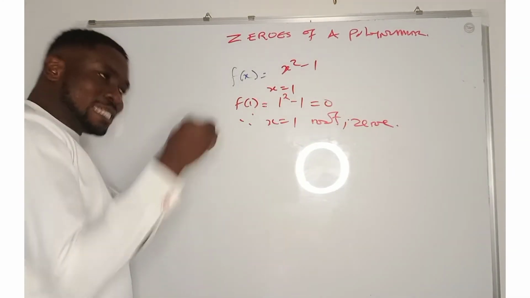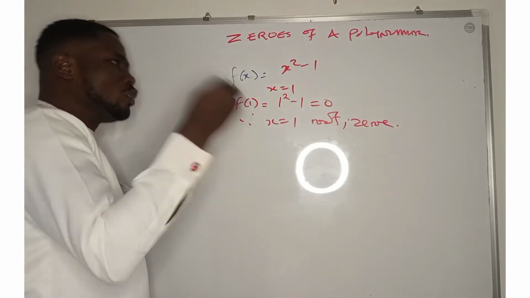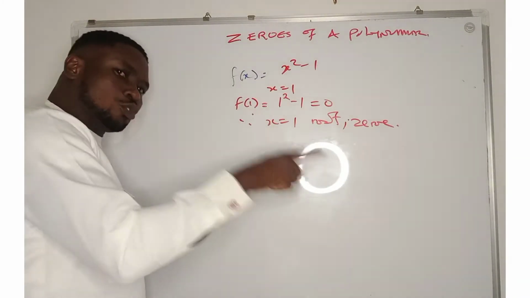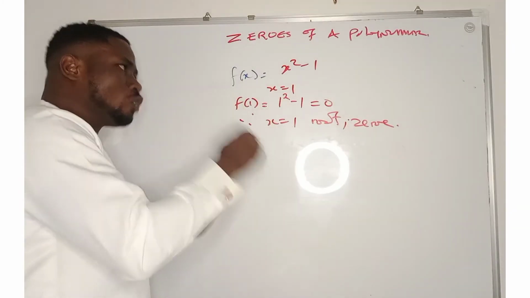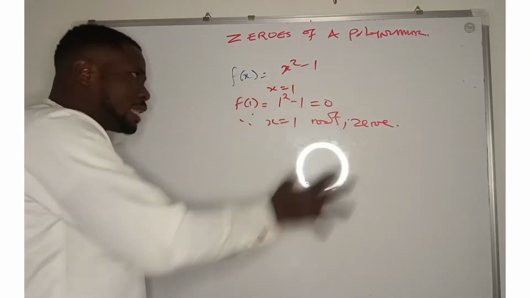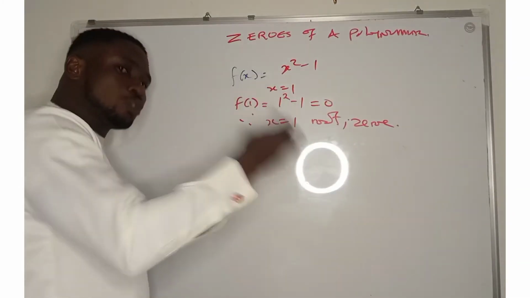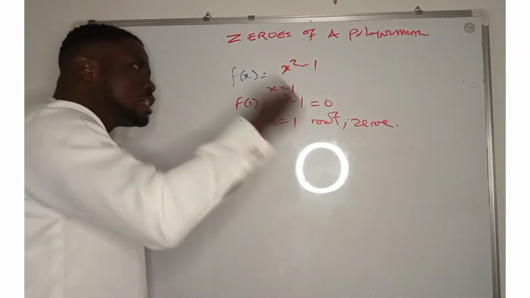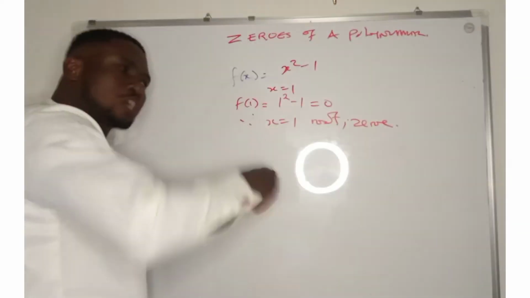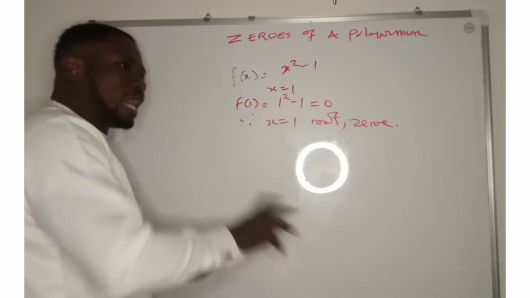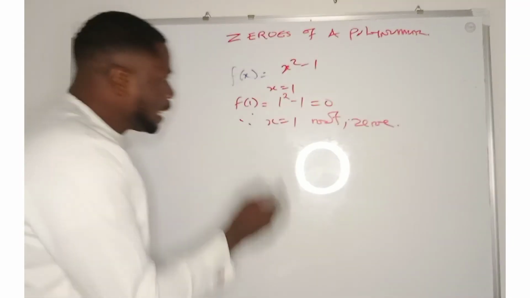Remember, I said the zero of any equation refers to the roots of that equation. It refers to numbers which, when substituted, make the expression turn to 0. As you can see in this case, x equal to 1 is a root of that equation. x equal to 1 is a zero of that equation, because when substituted, x squared minus 1 turns to 0. Again, let's try another one.